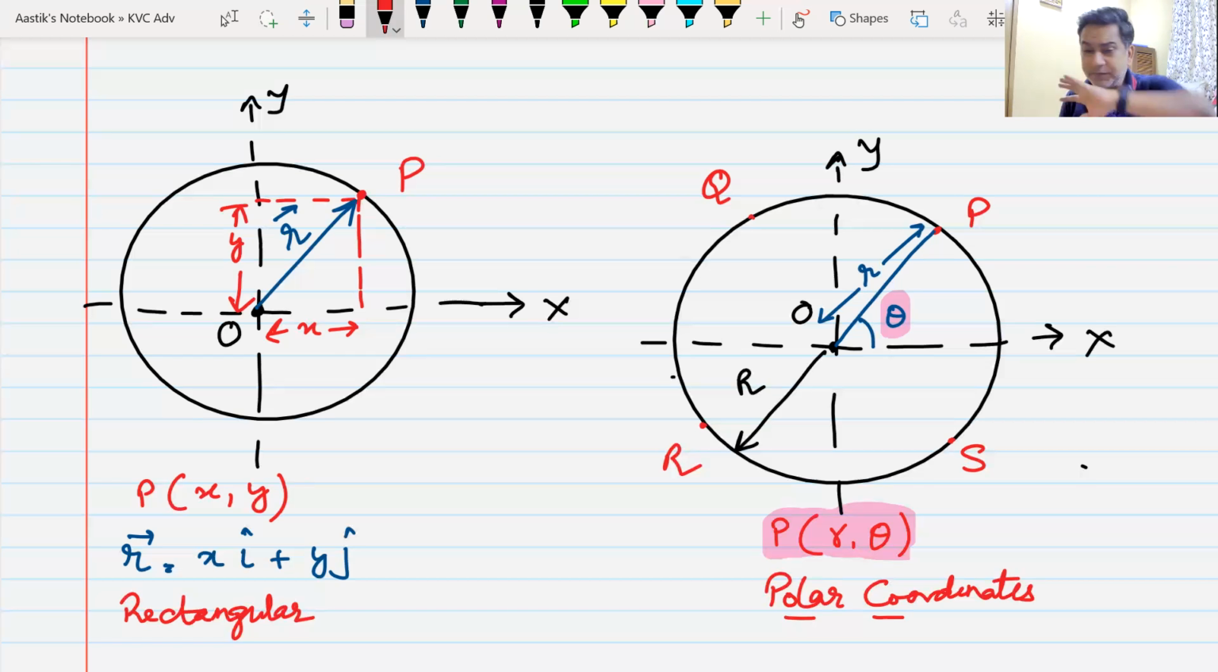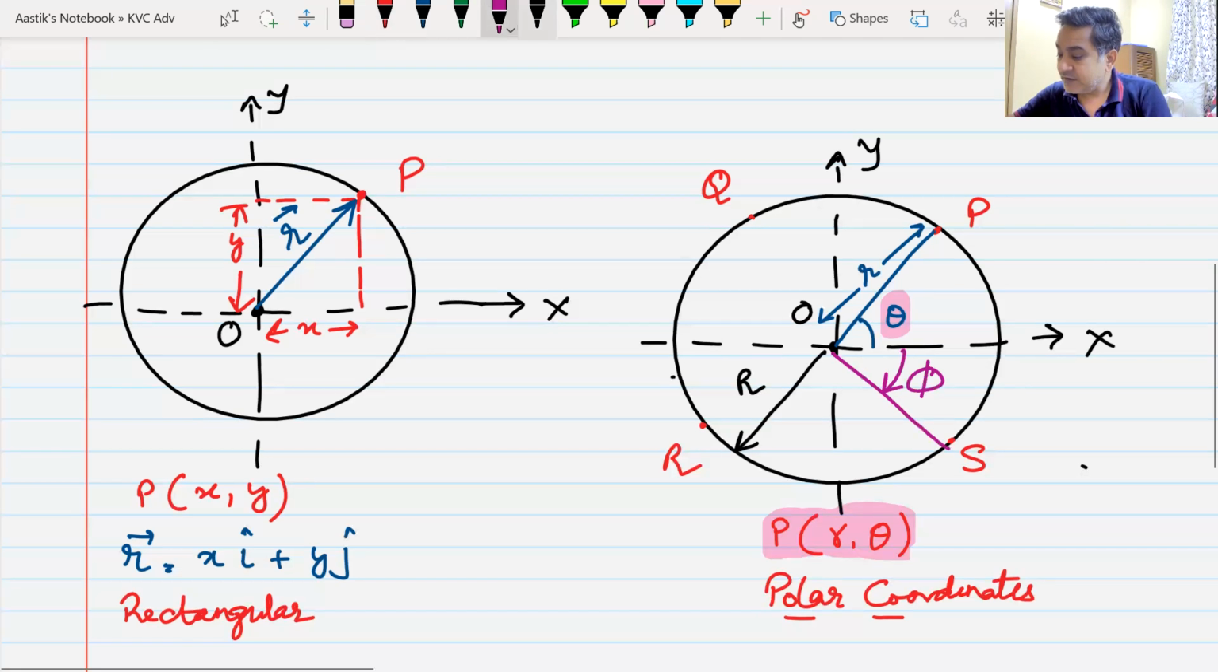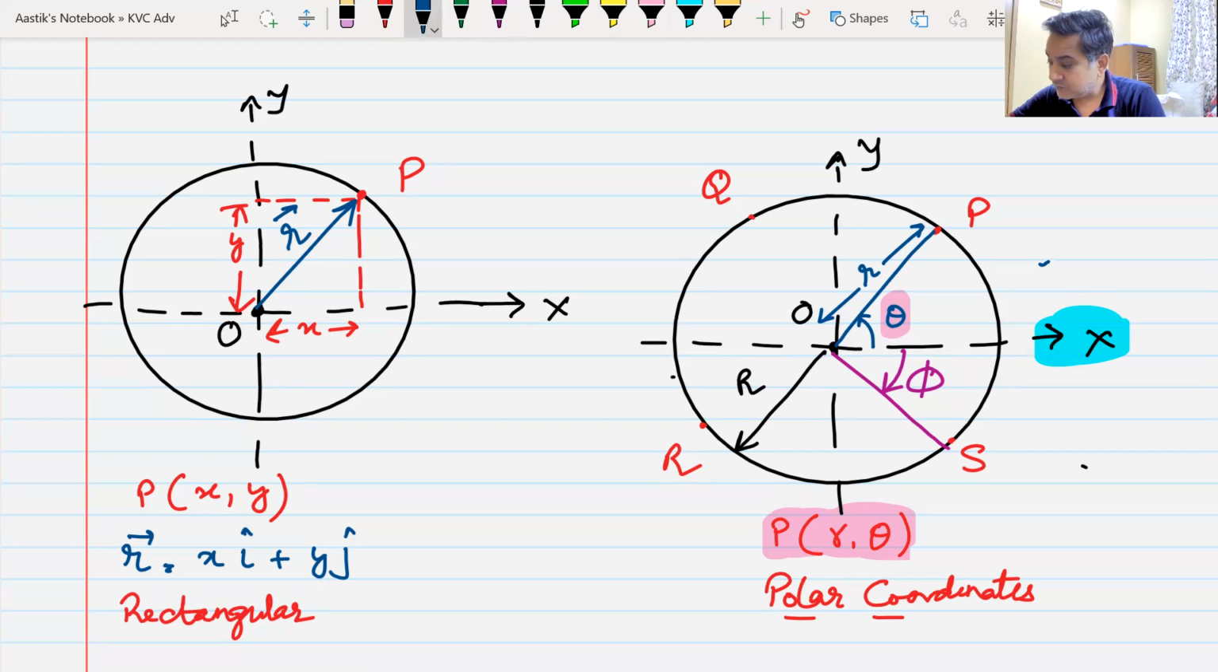Now, the point P is here. I can give the angle like this. If this is point S, now the angle would be calculated in this way. Let me call this angle phi. Remember, we can measure this angle from any axis. We can say it from plus x, plus y, minus y. But the convention says that we must always measure this angle from the plus x axis. And also, if the angle is anti-clockwise, it is taken as positive.